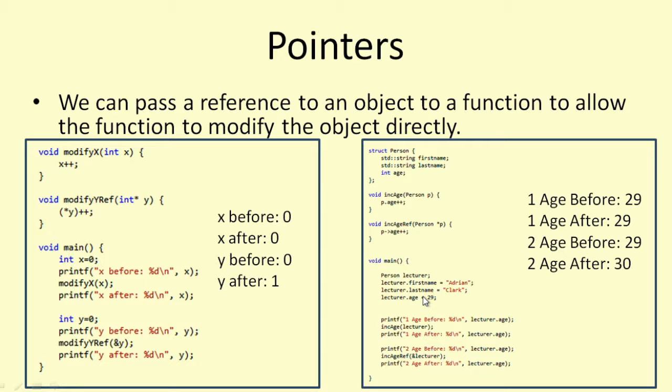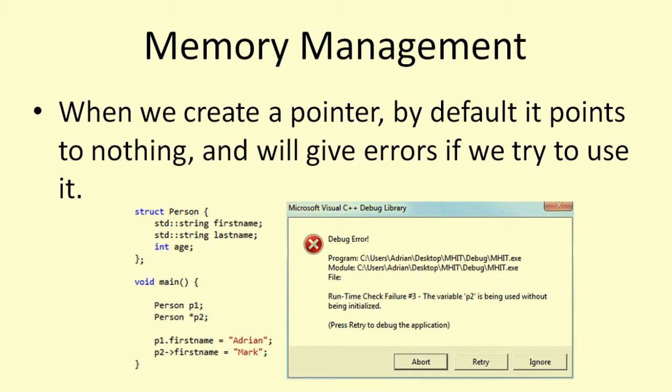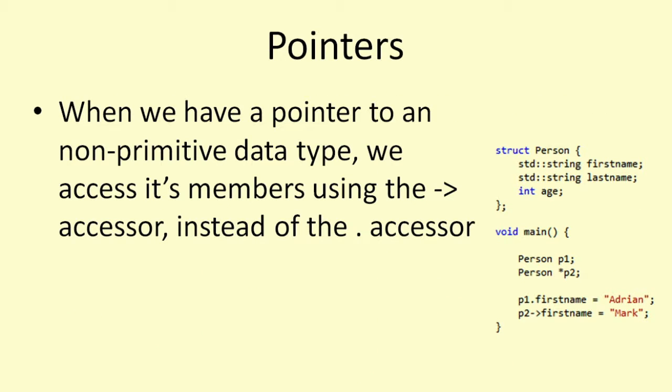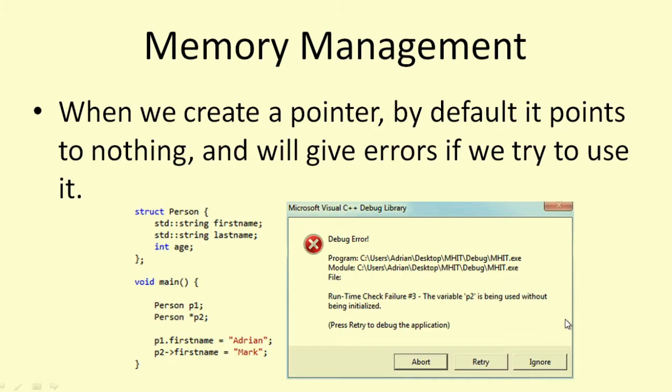Like you'll be passing pointers to objects rather than the actual objects themselves. So I said on this slide, this example wouldn't work. That's because when we create a pointer, it points to nothing by default, and unless we allocate some memory to it, it'll give us errors if we try and use it. So this is the same example as before, and this is what happens if you try and run it.